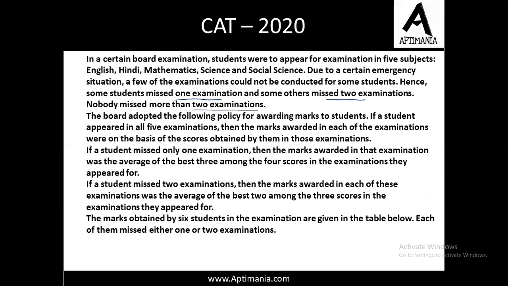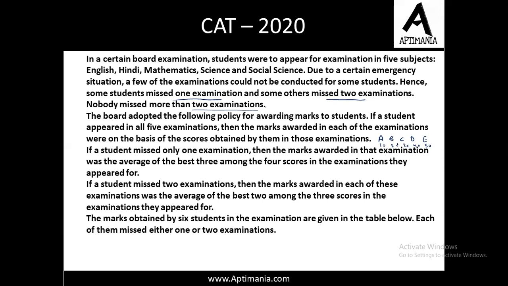Fine. Now next, the board adopted the following policy for awarding marks to a student. If a student appeared in all the 5 examinations, then the marks awarded in each of the examinations were on the basis of scores obtained by them in those examinations. So suppose there is a student who appeared in all the examinations, let A, B, C, D, E be the 5 examinations. So suppose a student appeared in all the 5 examinations, then whatever marks they have obtained, they will be awarded exactly those marks. Fine. So suppose the marks are 10, 20, 30 and so on. Then they will be given exactly those marks.